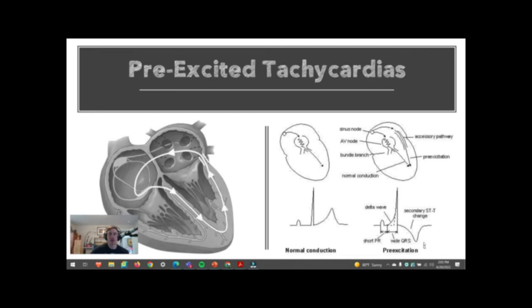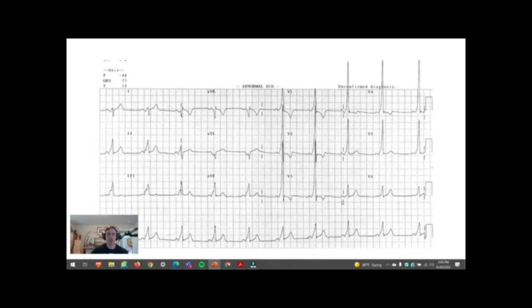And it is common when you have pre-excitation, when you have WPW, to have repolarization abnormalities. When else do we get repolarization abnormalities? With left bundle branch blocks, left ventricular hypertrophy, WPW. So when you have abnormal depolarization, you should expect abnormal repolarization.